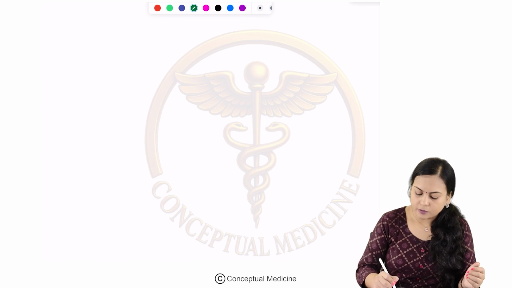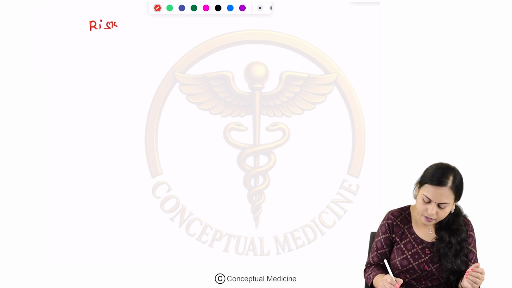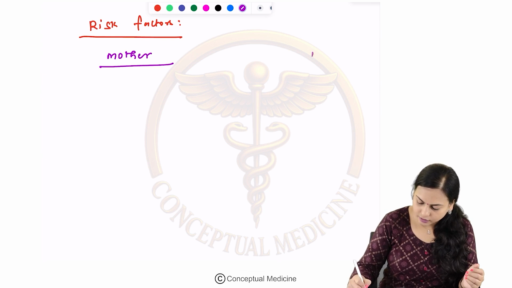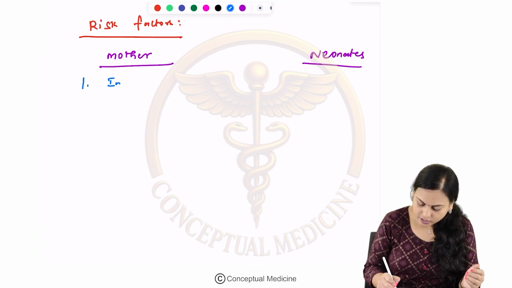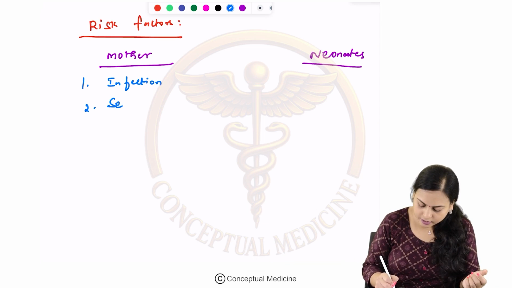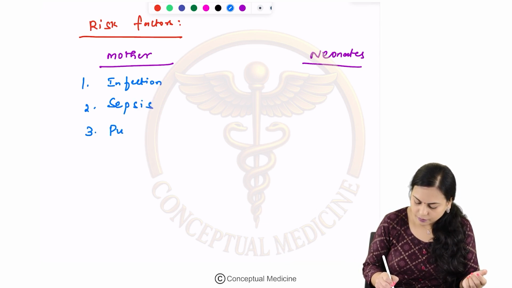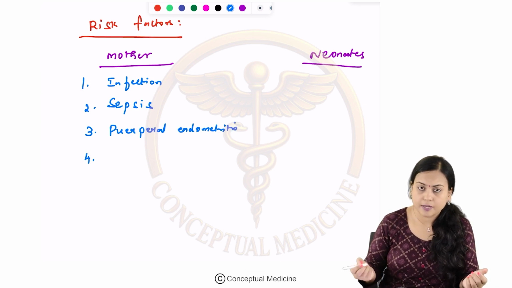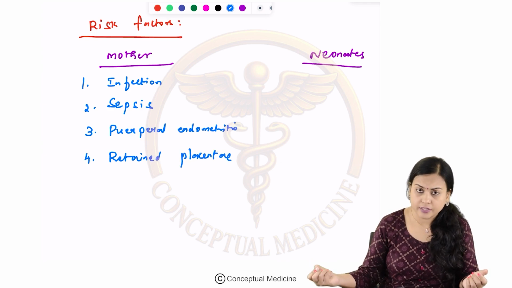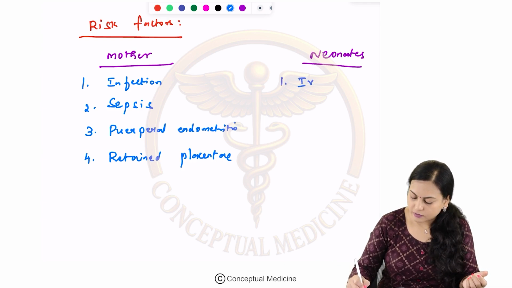Now, we will see the risk factors for PROM, for the mother as well as for the neonate. First, for the mother: there is a chance of infection, chorioamnionitis, intraamniotic infection, which can result in sepsis. There can be puerperal endometritis, and an associated risk of retained placenta. In the neonates, there is an increased chance of intraventricular hemorrhage that can result in cerebral palsy.